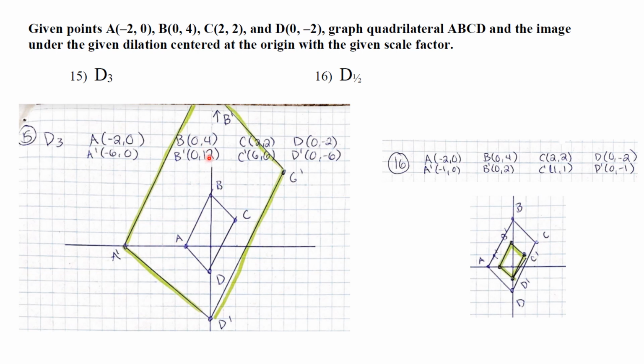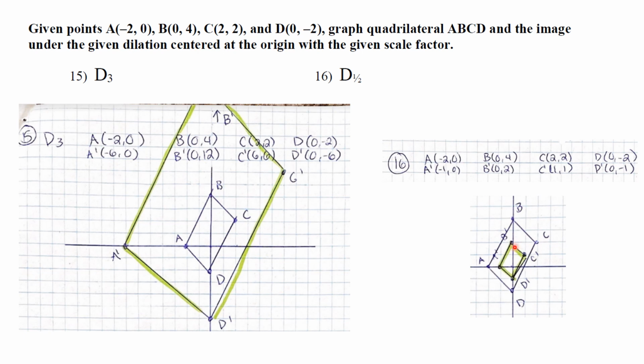B goes from 0, 4 to 0, 12, and that one actually ended up off of my paper because I didn't plan ahead quite right. So just know that it should kind of be right up here. C goes to 6, 6 for C prime, and then D goes to 0, -6 for D prime down here.